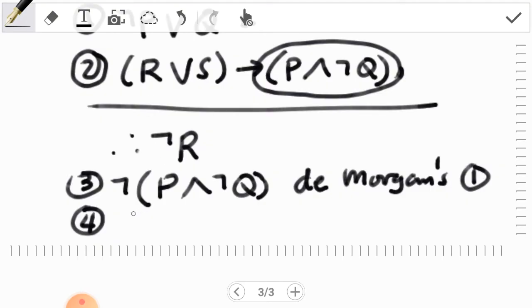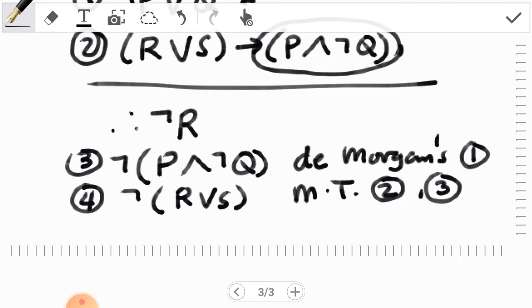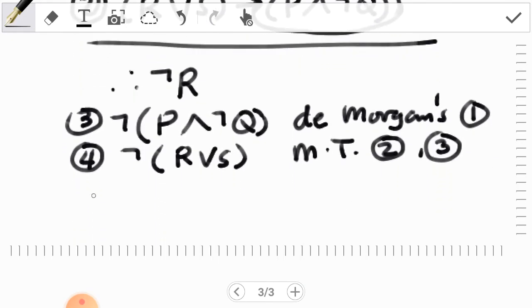And not P will be not R or S. So what's this? This is modus tollens of premise number 2 together with premise number 3. Okay, what's our target conclusion? Our target conclusion is not R.